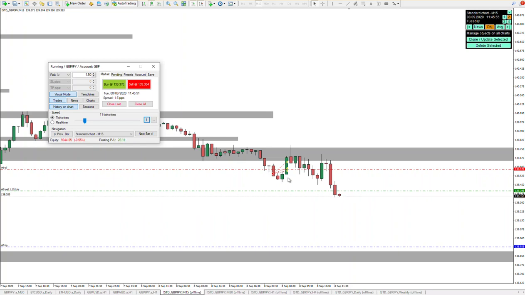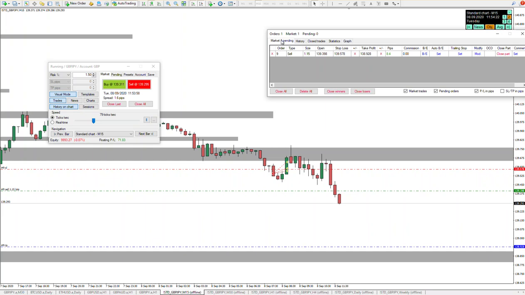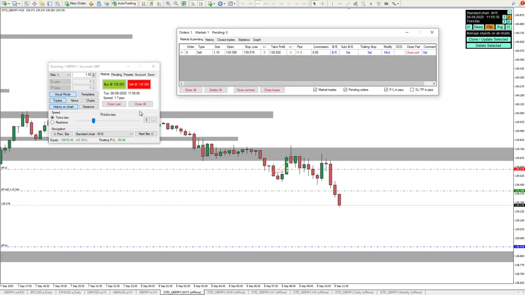I will manage risk like this. If this M15 candle closes green, I will close 50% of my position. If it breaks the high, I will also close 50% of the position. That's 12 pips. Beautiful.